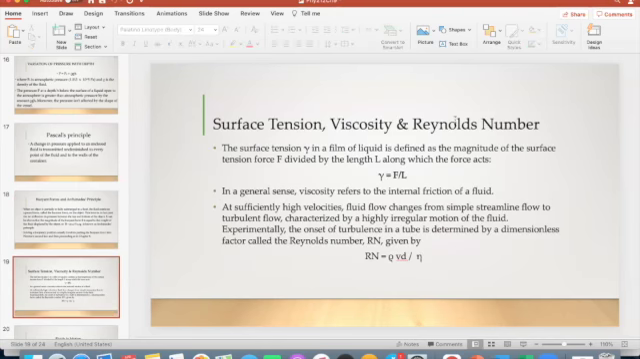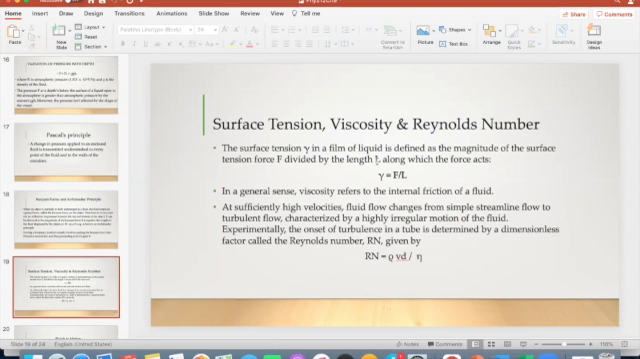Surface tension, viscosity, and Reynolds number. Surface tension in the film of liquid is the magnitude of the surface tension force divided by the length along that force. Then you have your viscosity. This refers to the internal friction of a fluid. So the viscosity of water is different from the viscosity of honey or syrup. It moves differently because of its own internal friction within those liquids.